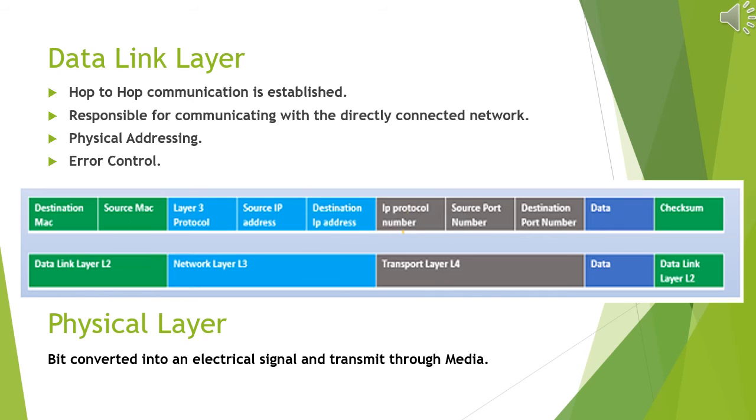On the sender end, a checksum is calculated. Similarly, it is calculated at the receiver end. The frame will pass only if both checksums match. Otherwise, it is discarded. The checksum is added to the trailer. After adding the header and trailer, the packet is converted into a frame. Further, the frame is converted into bits and sent to the physical layer. In the physical layer, bits are converted into an electrical signal and transmitted through the media.